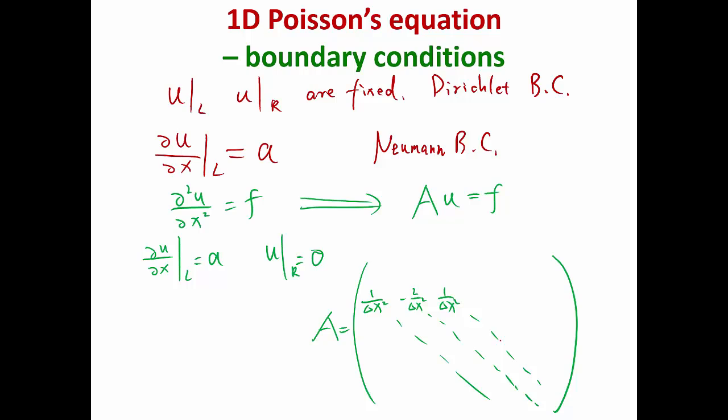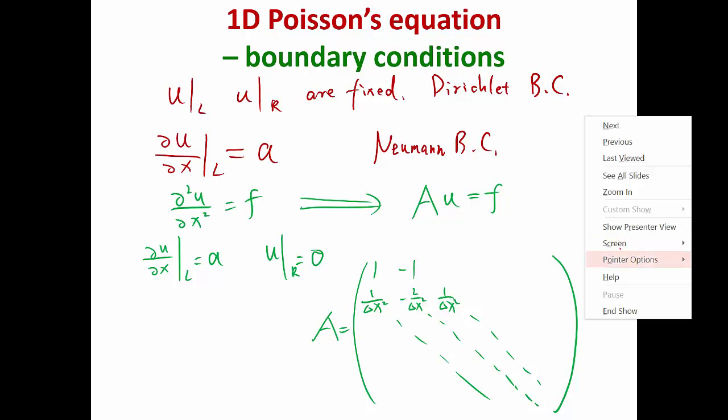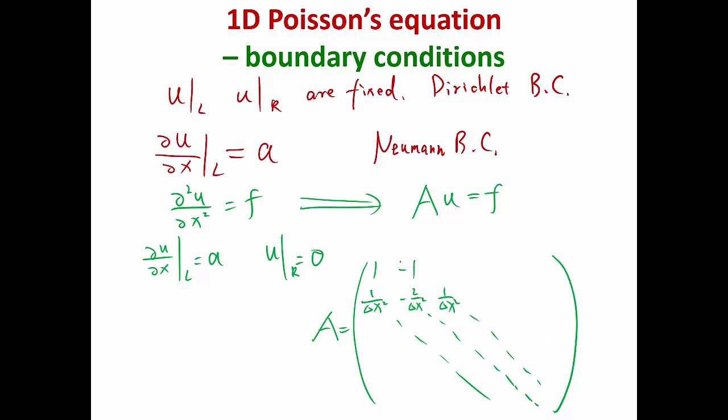1, minus 1. Why is that? We want to keep the flux the same between the boundary point and the first point. We want the difference between the first point and the second point. That's a very good answer. The reason is that we want the first line to be a discretization of this boundary condition. The discretization is: u at the second grid point minus u at the first grid point, divided by delta x, is equal to A.